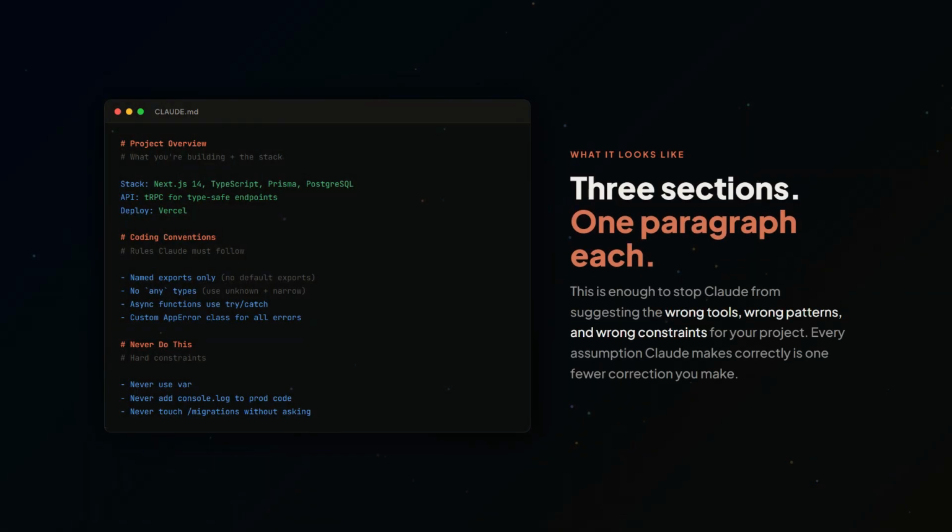The project overview section is the foundation. It stops Claude from suggesting the wrong tools. If you're on Next.js 14, Claude won't reach for React Router. If you're using Prisma, Claude won't write raw SQL. If tRPC is your API layer, Claude won't scaffold a REST endpoint. Every correct assumption Claude makes is one fewer correction you make, and that compounds across a session, a week, a team.